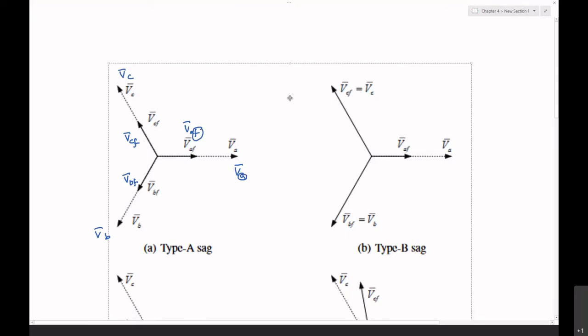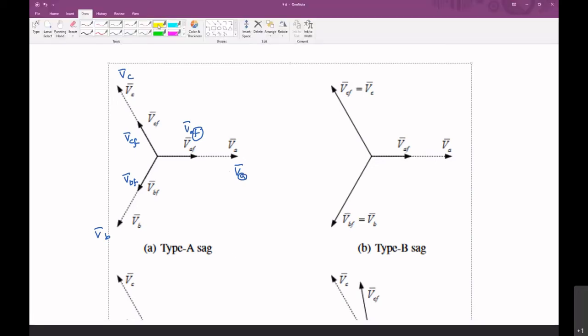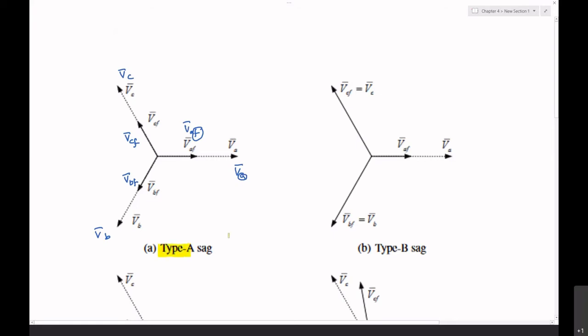This is about the phasor diagram of the type A sag. It's a three-phase fault, and this is a type B fault, which is a line to ground fault. This is VA and VAF, and VBF and VB are the same. VCF and VC are the same in the type B sag.